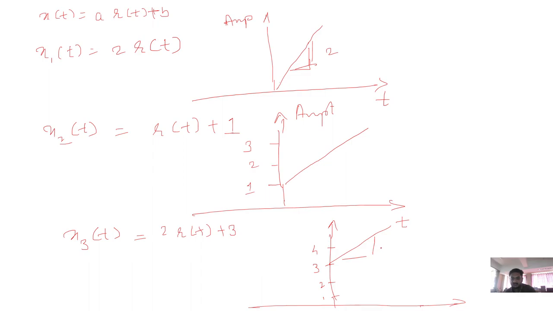2. Understand, it will not be 3. Intersect is 3. Right? Isliye wo 3 se start ho raha hai. Sorry. It is going to be 2. So its slope is 2.